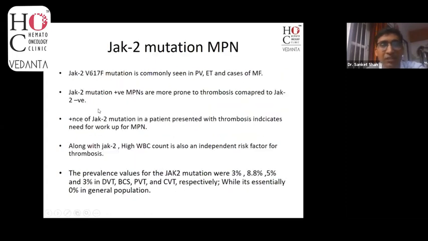Now, JAK2 mutation, just briefly, is seen commonly in the MPNs. Presence of the JAK2 mutation in a patient presenting with thrombosis indicates the need for workup of MPN. For MPN patients, along with JAK2, high WBC count is also an independent risk factor for thrombosis, right?